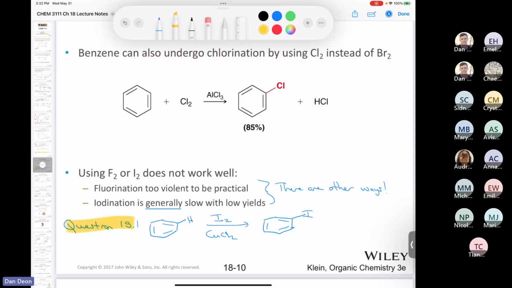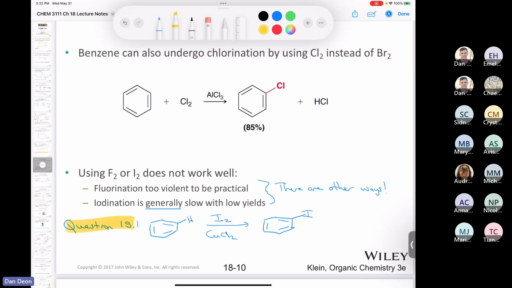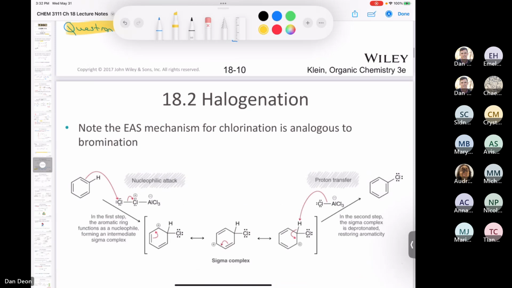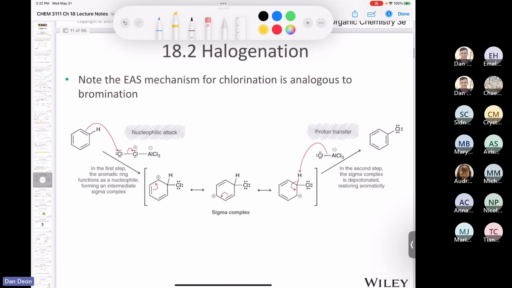Somebody asked me in the chat, can you use iron for chlorination too, or just aluminum? You could use iron for chlorination as well. Absolutely, you could. It just has to be a Lewis acid, an electron acceptor. All right. So again, if we're using aluminum trichloride and doing the chlorination, remember I said that the mechanism was the same? Well, you can see that it's virtually identical. The only difference is that you would replace the aluminum with an iron. That's it. The exact same mechanism, and now you're replacing the bromine with a chlorine.